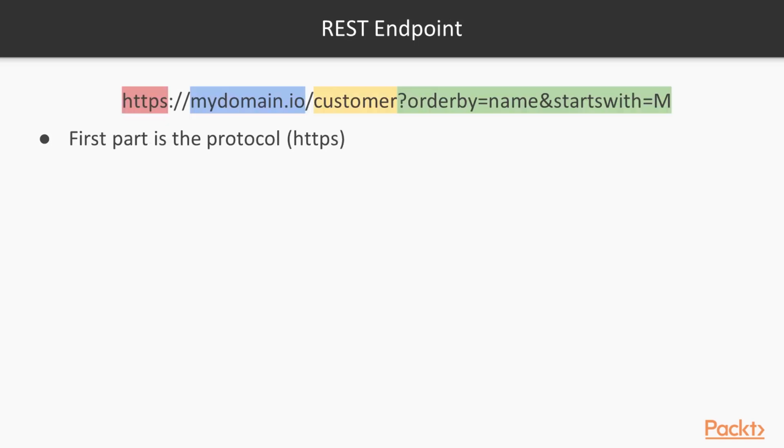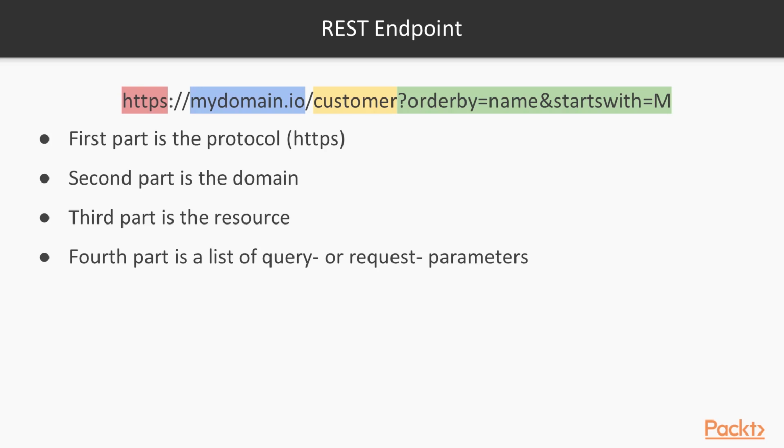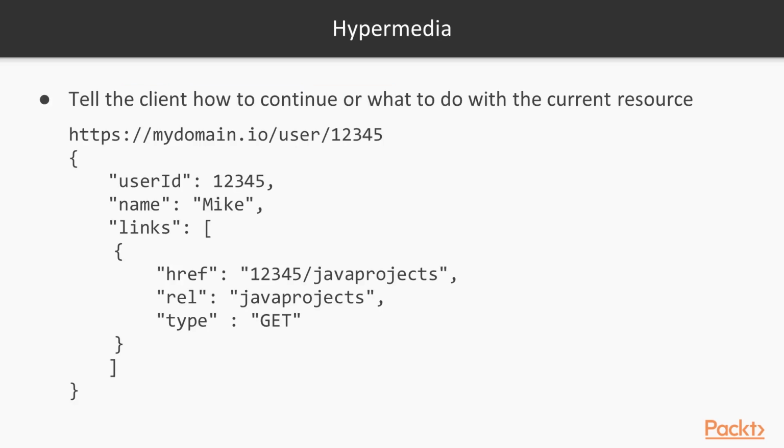The REST endpoint. The first part is the protocol. You can see here it's marked with red. The second part is the domain. It is here marked with a blue color. The third part is the resource. This is customer in our case right here, and it's marked with yellow color. The fourth part is a list of query or request parameters. Notice that the same key can be there multiple times in the request parameters.